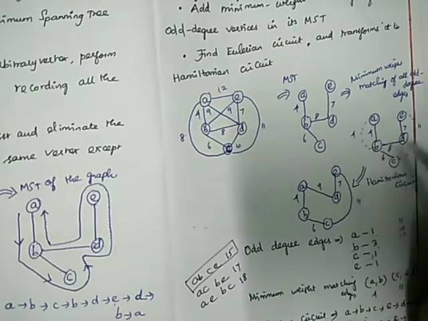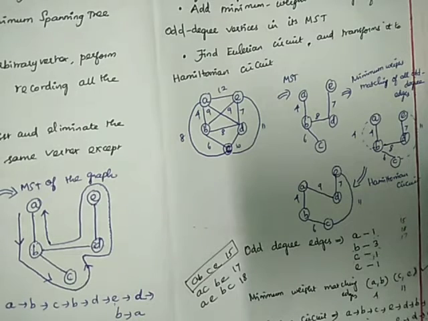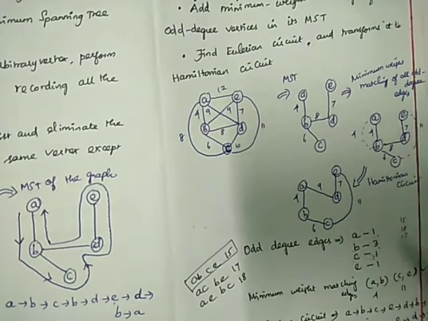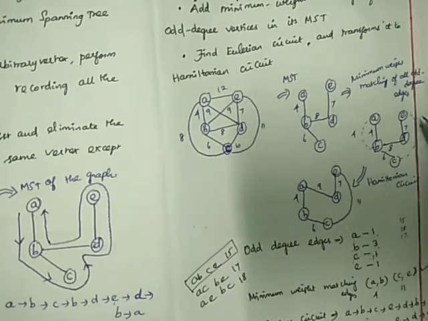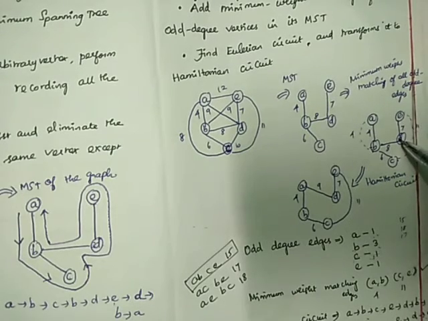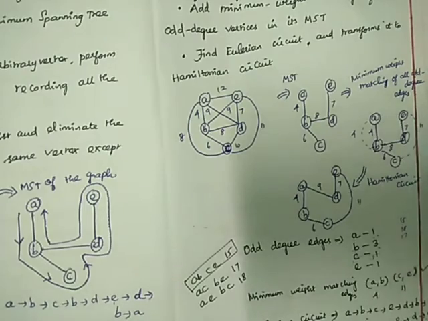So A, B, C is connected. From this we can construct the Eulerian circuit. In the Eulerian circuit these edges should be included, and then the leftover nodes also have to be included. Then A to B, then C to E, then D is left out. So D can be connected with E, and D to B, then B to A.